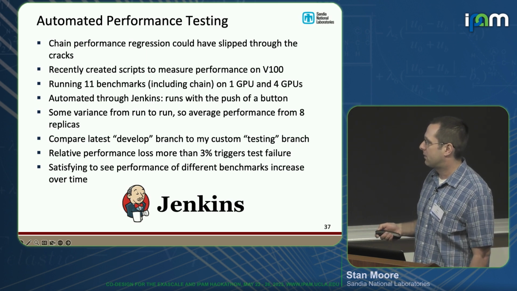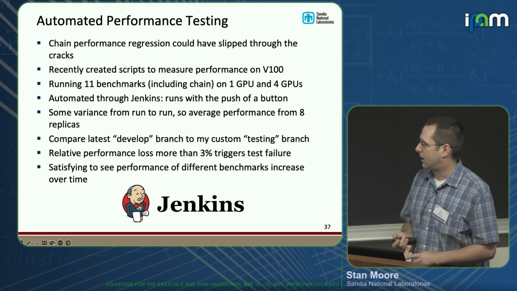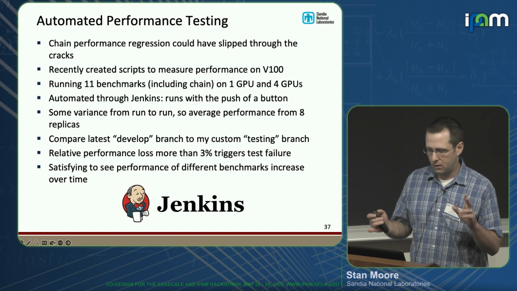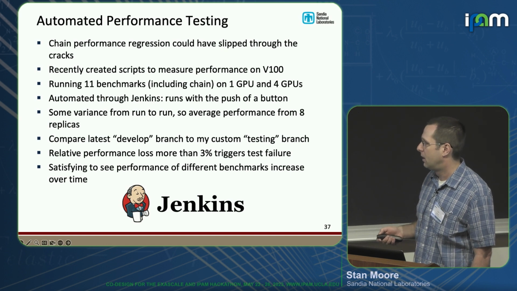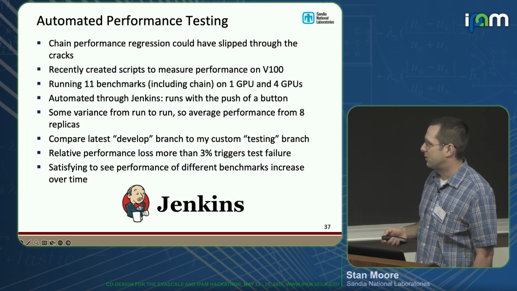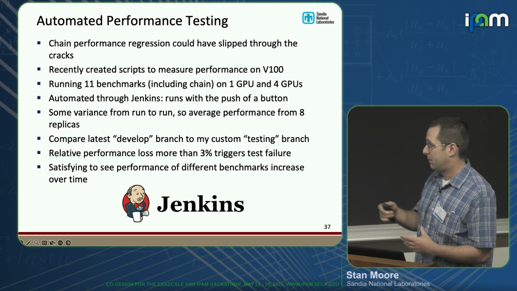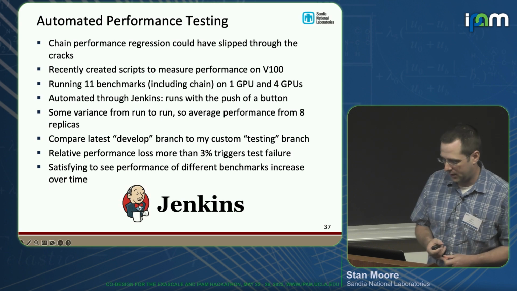There is some variance from run to run, so I'm averaging 8 replicas. This is important. Otherwise, you can get false positives or false negatives on the performance. I'm comparing the latest develop branch, which I'm assuming is good, to my testing branch. If there's a performance loss of more than 3%, it triggers a test failure. I think this is really important, and it's also really satisfying. When I make an optimization, I can see the performance gain on different benchmarks as I optimize LAMMPS.